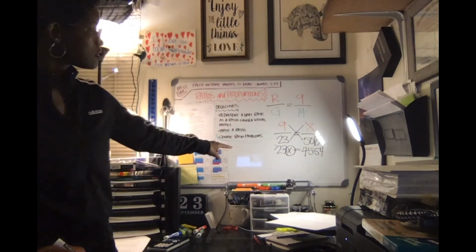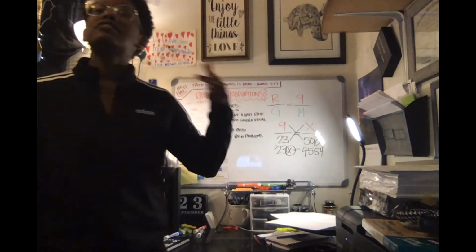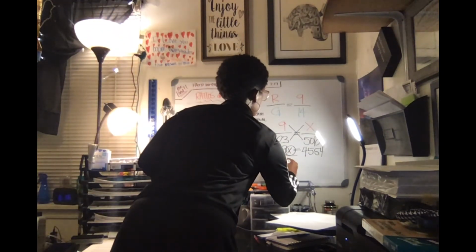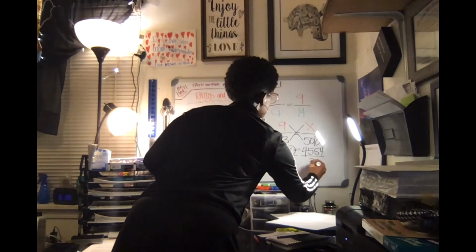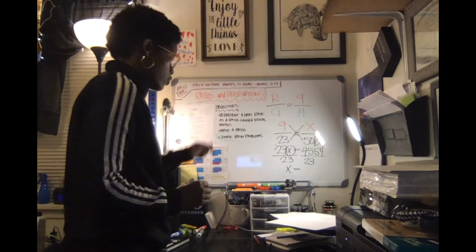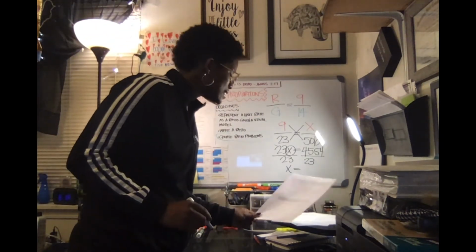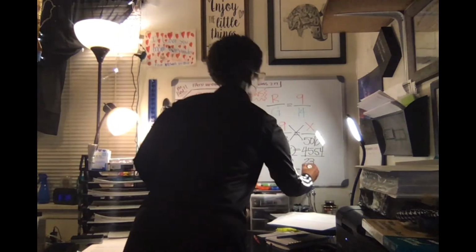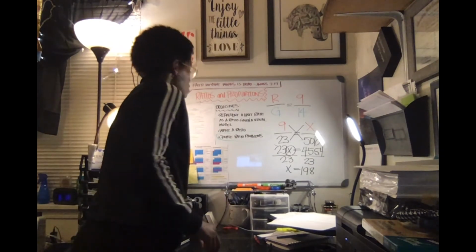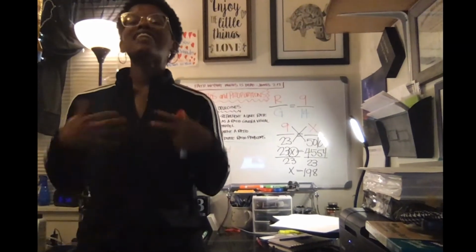To solve for the x, 23 times x is multiplication, so to get the x by itself, we have to divide. So we are going to divide by 23 on both sides to get the x by itself. And when we do that, we should get 198. So x equals 198. Can anybody tell me what 198 means?